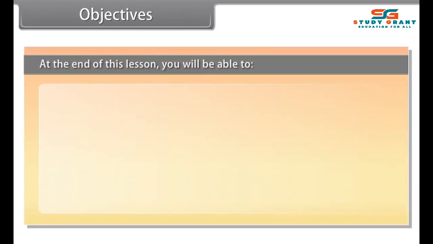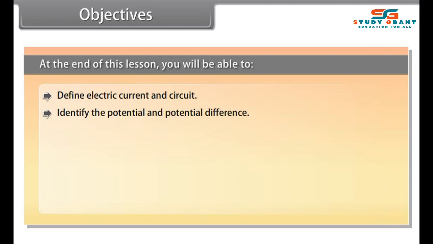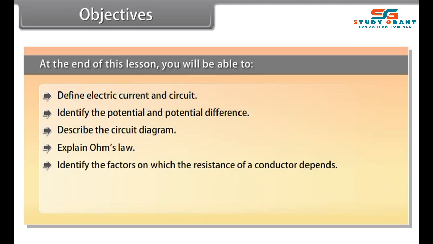Children, in this lesson, you will learn about electric current, electric circuits and effects of electric current. Objectives. At the end of this lesson, you will be able to define electric current and circuit, identify the potential and potential difference, describe the circuit diagram, explain Ohm's law, identify the factors on which the resistance of a conductor depends, describe the resistance of a system of resistors, and explain the heating effect of electric current and electric power.